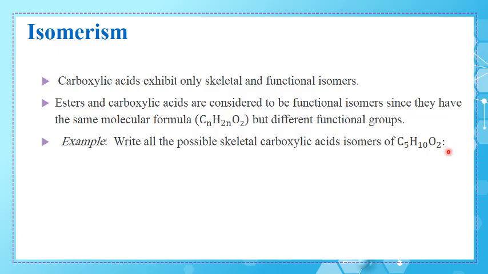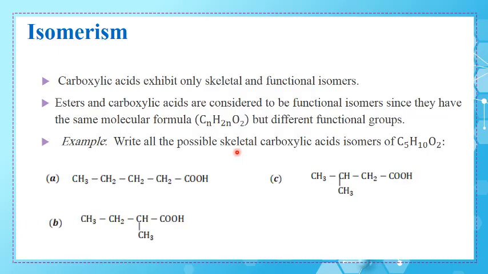Pause the video and try to write those possible skeletal carboxylic acid isomers. When I say skeletal carboxylic acids, it means I don't need you to write all the isomers. I don't need, for example, esters, which are functional isomers, because everything related to esters will be studied in detail in the coming lesson. So after the pause, this is the solution. These are the possible skeletal carboxylic acids having the following molecular formula.